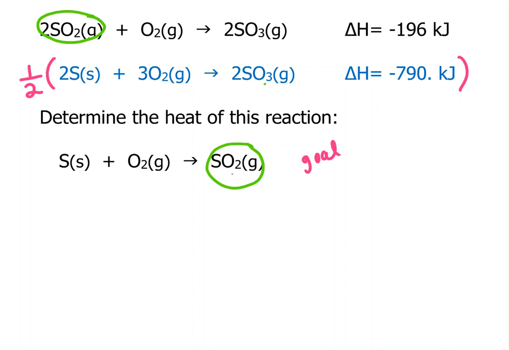To get sulfur dioxide as a product and just 1 mole, it means I need to flip this to make it a product, and I also need to divide it by 2. So the way I mark that, the flipping makes it negative, and then I'm going to divide it by 2 so that I'll get 1 mole of sulfur dioxide. Okay, so now I know what I'm going to do to each equation. I'm going to go ahead and rewrite them, doing the flipping and the dividing.